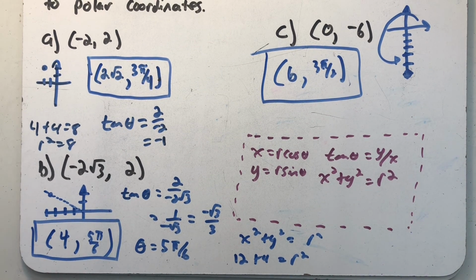All right, there we have it. 3 rectangular coordinate points converted to polar coordinates.